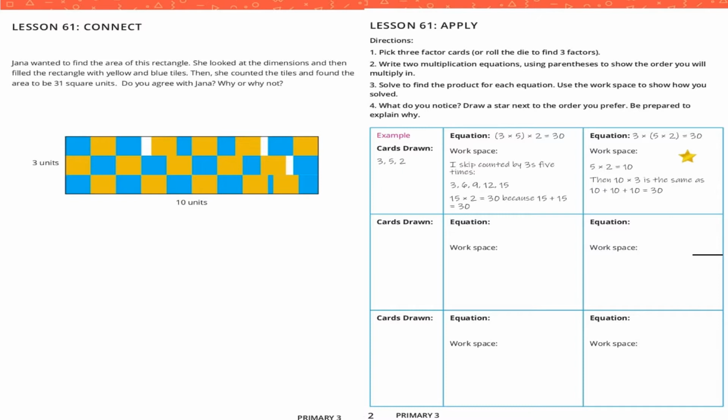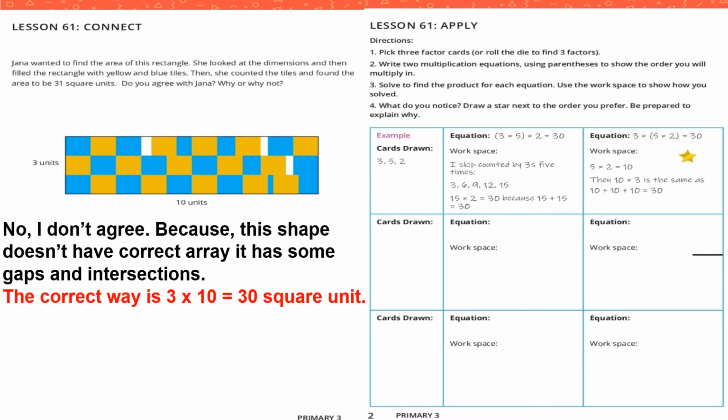Why or why not? First, in this rectangle we have some squares or rectangles in yellow and rectangles in blue. Can we find the area by counting? Can I use the counting strategy to find the area here? She counted them and she found 31. I think it's wrong. I don't agree. Why? We have in this shape some gaps and some intersections, so we can't count, but we can find the area another way.